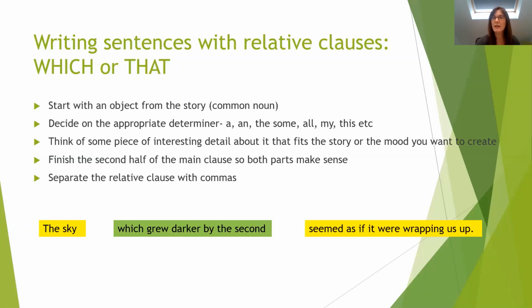So the way that I check that my main clause makes sense is I take out the relative clause and I check that the first half of my main clause and the second half of the main clause make sense without the relative clause. The sky seemed as if it were wrapping us up. That makes sense on its own. And then I've added the extra information, which grew darker by the second. That's my relative clause. Don't forget, it needs to be cuddled by commas, the relative clause, to separate it out from the main clause.